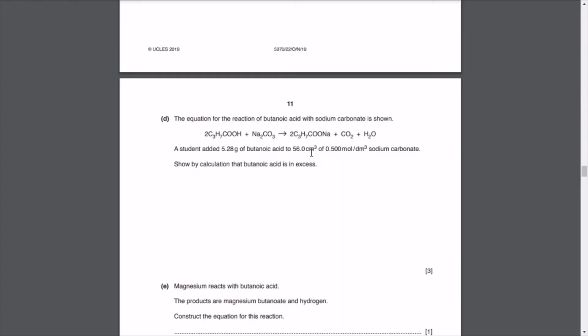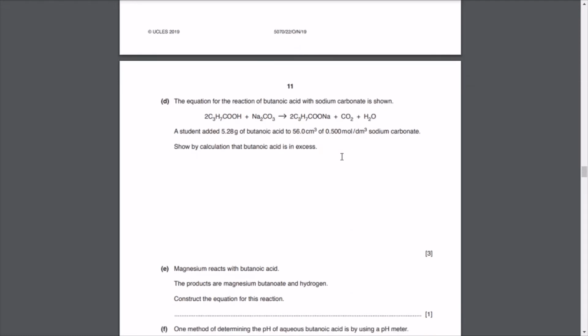Alright, so it is going to be 56 upon 1000 multiplied by 0.5. In this way you're going to find the moles. Moles is equal to volume into concentration. And that's how it is. Then after it, we are going to simply find the ratio. You're going to just multiply it by 2 and you can get the answer easily. That's how it is.